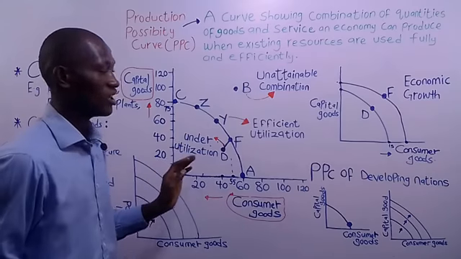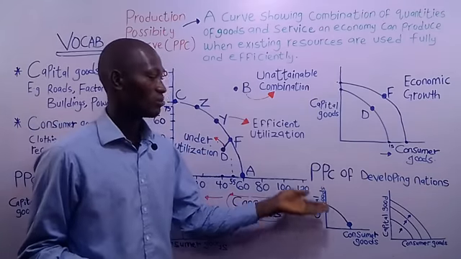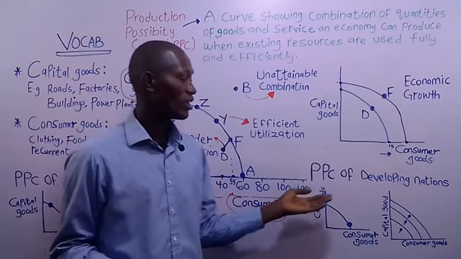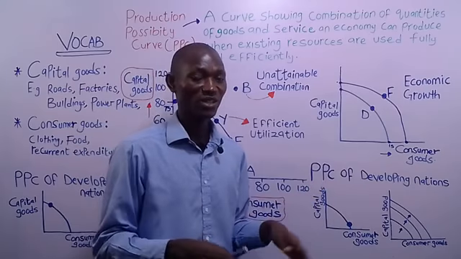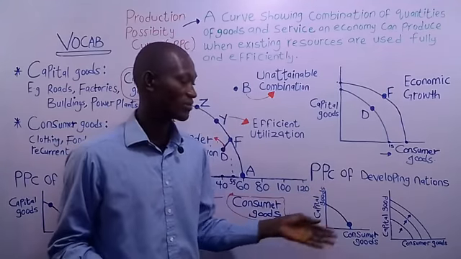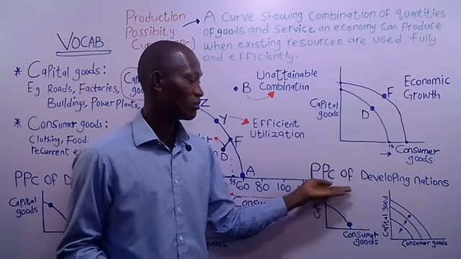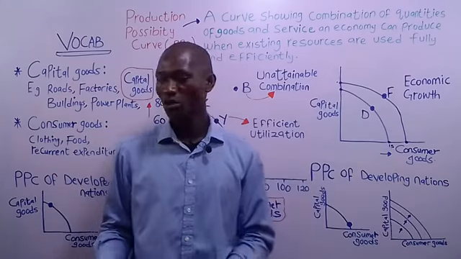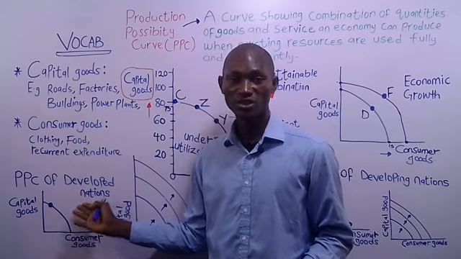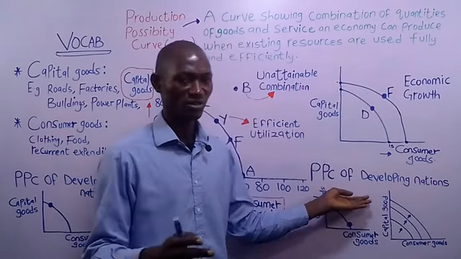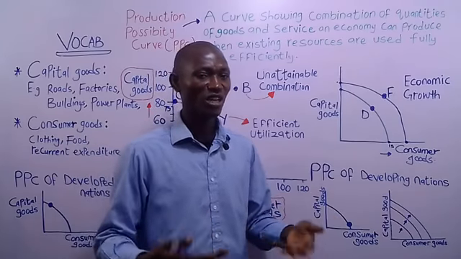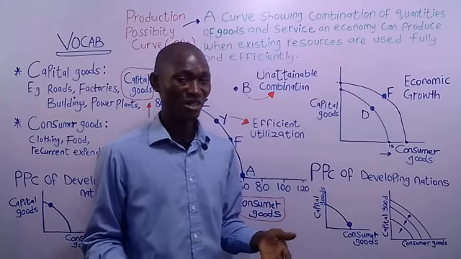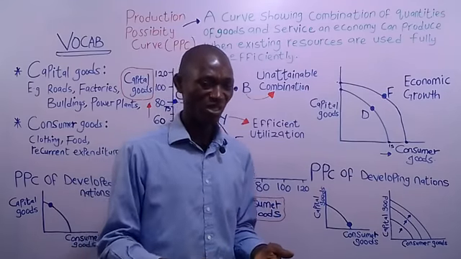So in furtherance to juxtaposing the importance of producing capital goods and consumer goods, I have two graphs here: the PPC of developing nations and the PPC of developed nations. Developing nations are also called middle income economies. Nigeria is a middle income economy. I think it's a lower middle income economy.